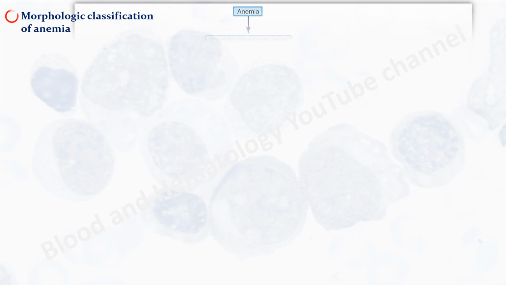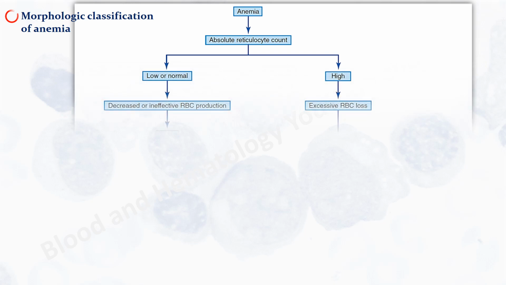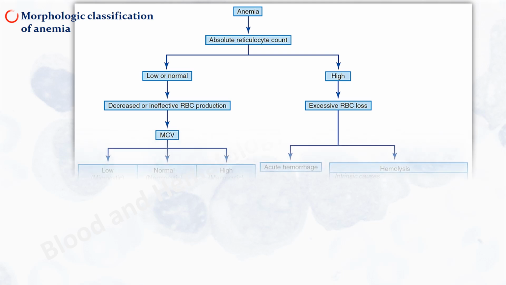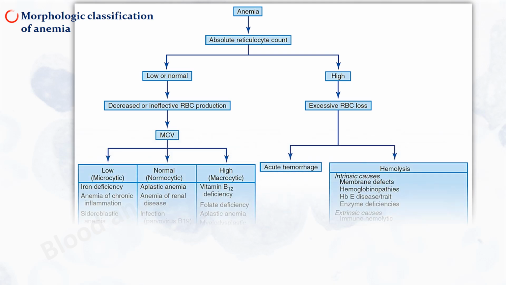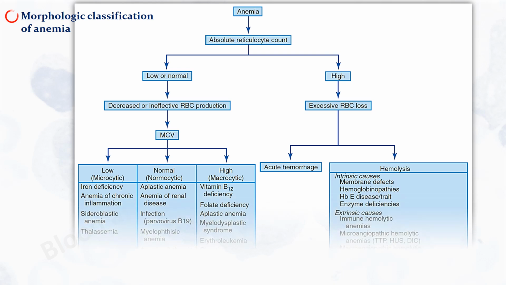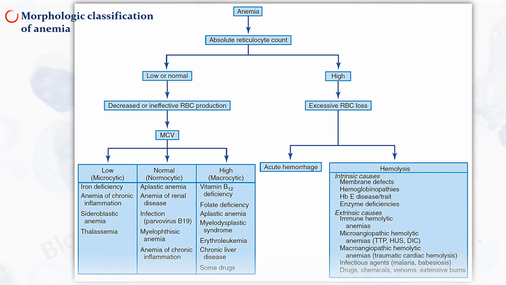The absolute reticulocyte count is useful in initially classifying anemias into two categories: decreased or ineffective erythrocyte production, and excessive erythrocyte loss. The MCV can further classify the anemia into three subgroups: microcytic, normocytic, and macrocytic anemias. The excessive erythrocyte loss category includes acute hemorrhage and the hemolytic anemias with shortened erythrocyte survival.